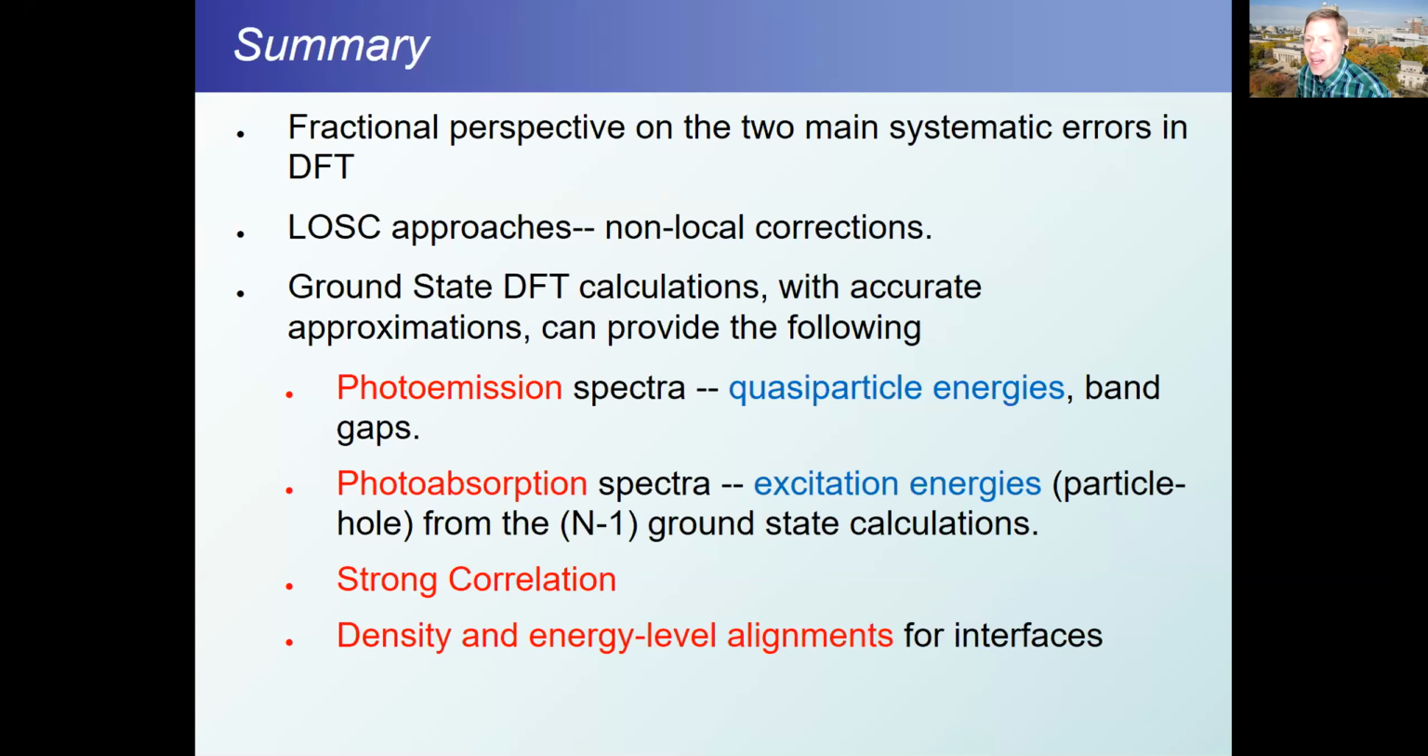Thank you. And then next question is from Giacomo Londi, asking how does lOSC compare with range-separated hybrid functionals for the calculations of IPs and EAs? Yeah, very good question. I think range-separated is a very interesting example.